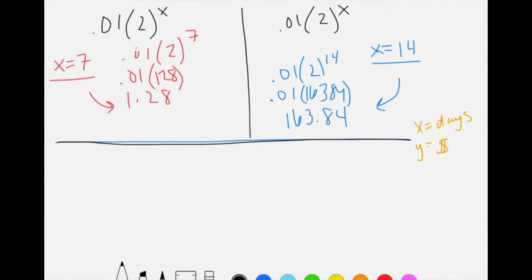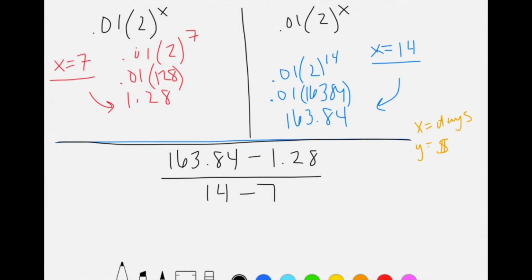Now that I have those two values, I'm going to go ahead and find the average rate of change. I want to take the amount that I got for the largest number of days, so 14 days, and subtract the amount for the lowest number of days. I'm going to divide that by the largest number of days minus the lowest number of days. So I have my highest amount, my lowest amount, subtracting them together, and my highest day and my lowest day, subtracting them together. 163.84 minus 1.28 is 162.56, and 14 minus 7 is 7. As I go ahead and divide that, the average change that I get is 23.